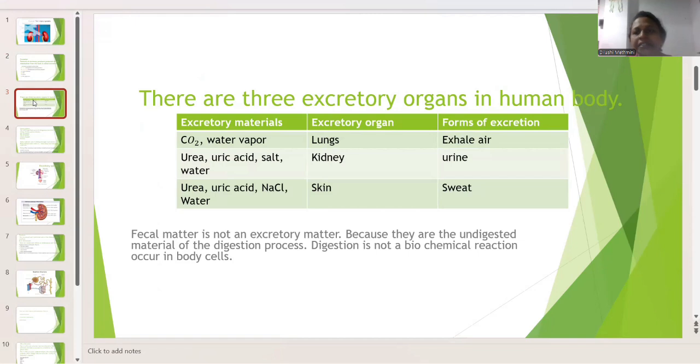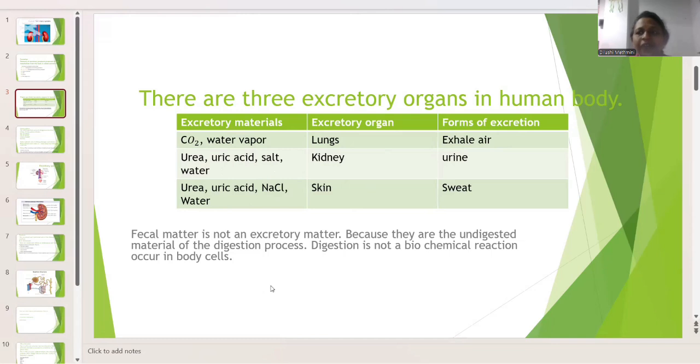There are three excretory organs in the human body. They are lungs, kidneys, and skin. Lungs excrete carbon dioxide and water vapor as exhaled air. Kidneys excrete urea, uric acid, salt, and water as urine. Skin excretes a small amount of urea, uric acid, sodium chloride, and water as sweat.